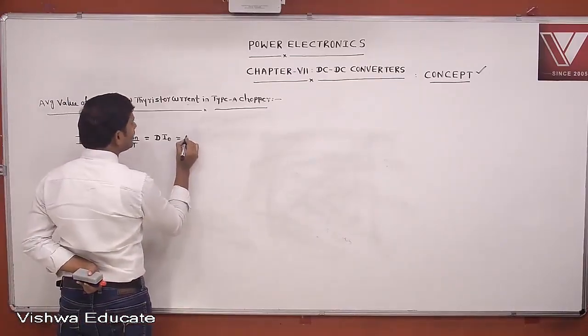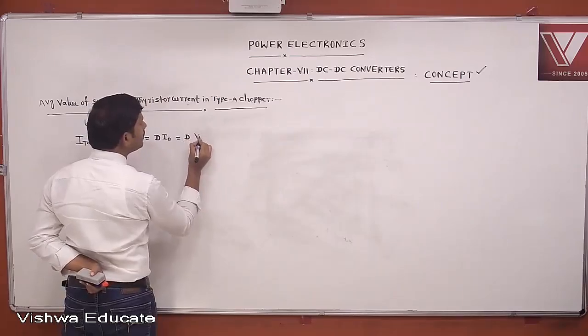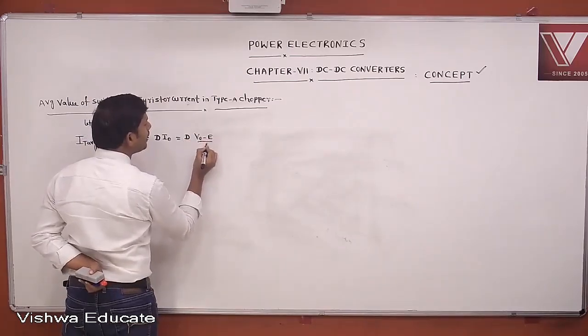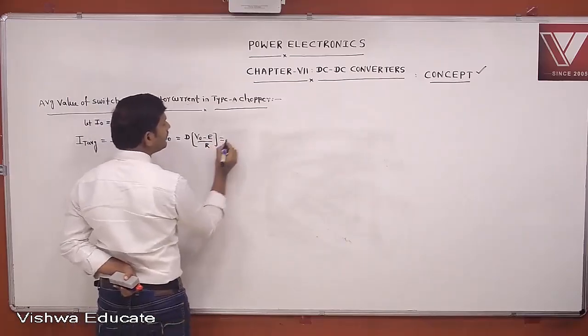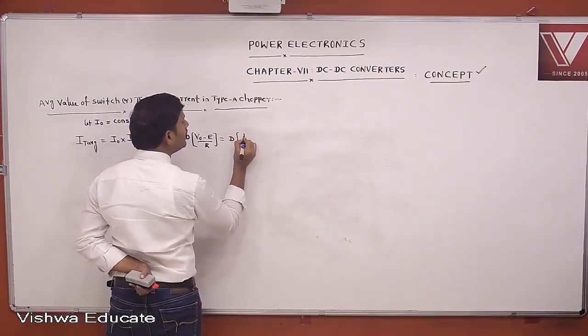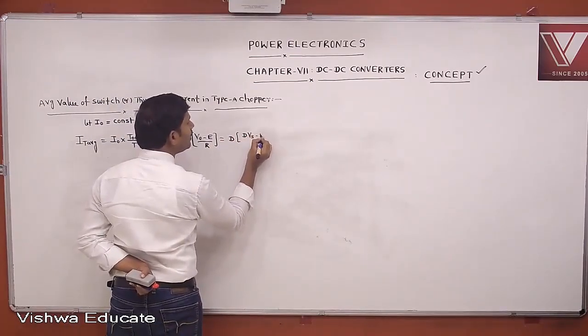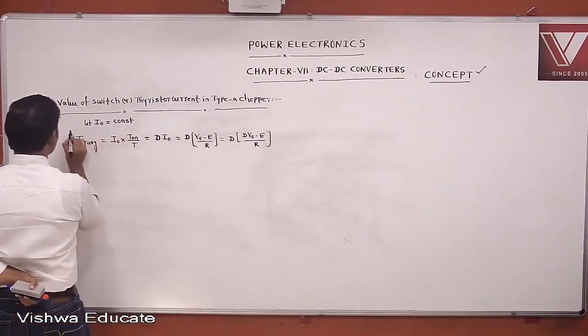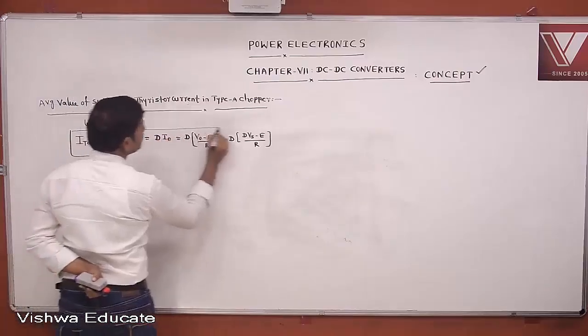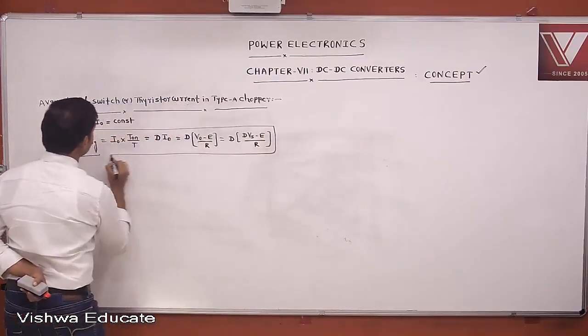This we can also write like this: D into, how to write I naught? Let it be a constant current, RLE load, V naught minus E by R. Then how to write V naught? That is D into dVs minus E by R. This is the exact formula. This is the average value of switch or thyristor current.